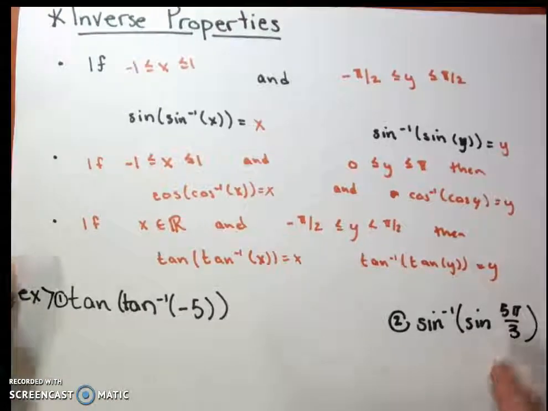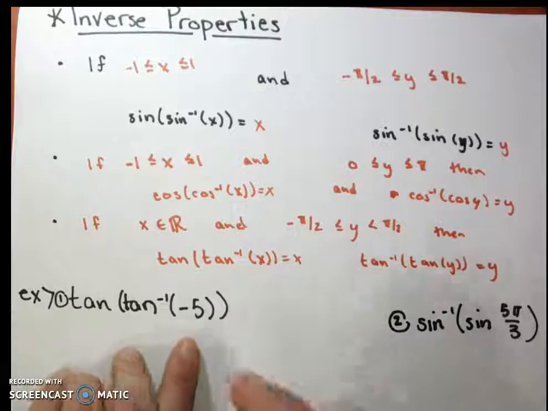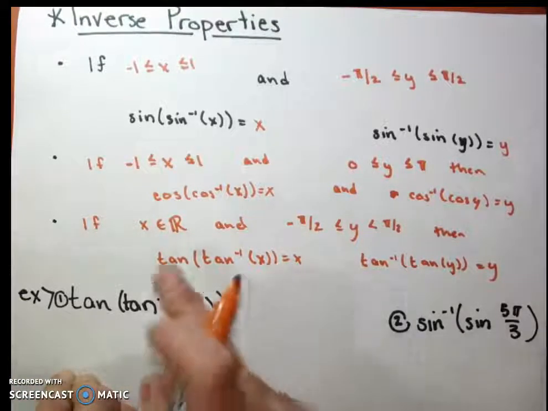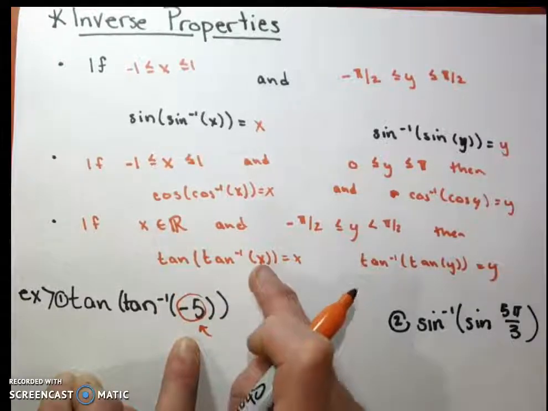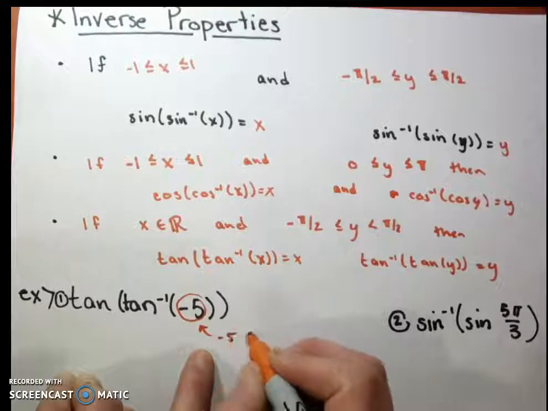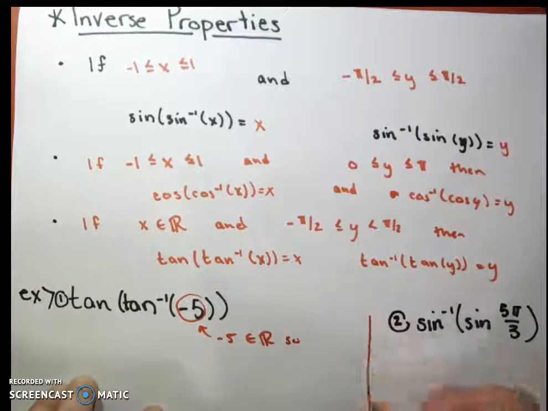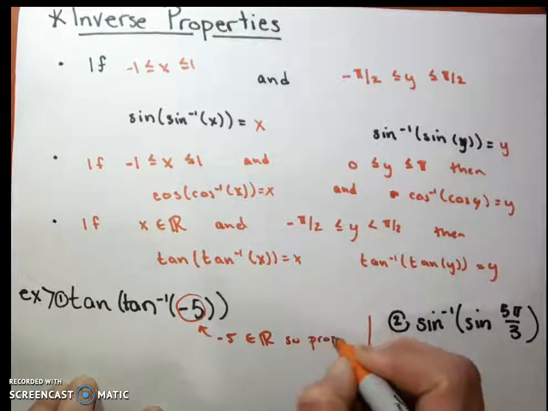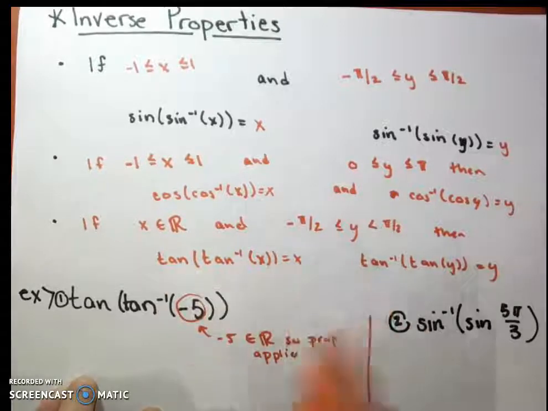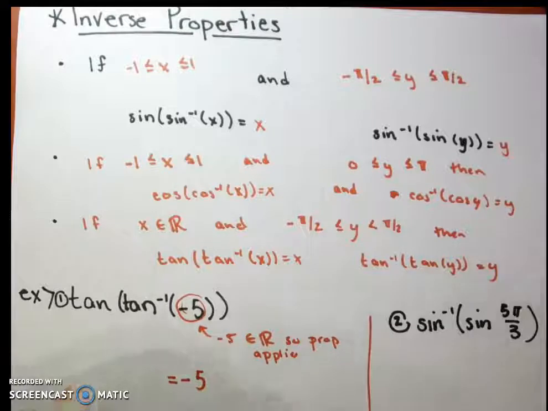In the first one, we want to calculate tan of tan inverse of -5. So first we need to check, is this in the domain of tan inverse? So is it a proper x value? Well, it's a real number, so -5 is in the real numbers, so the property applies. So that means when I do this composition, I'll just get out my input value, so I just get -5.